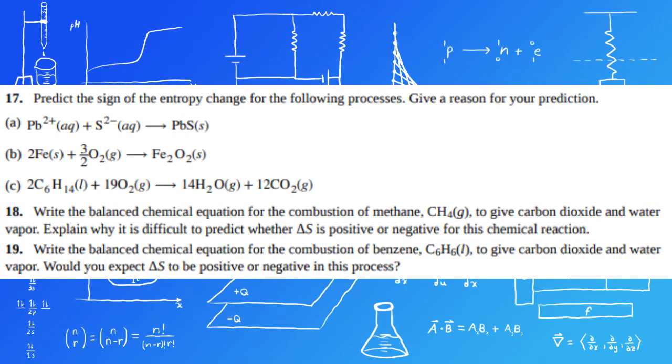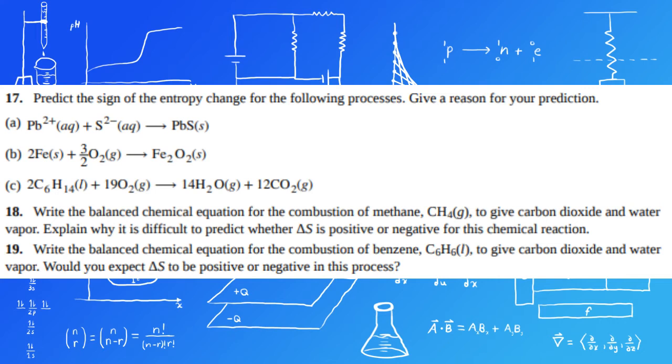Predict the sign of the entropy change for the following processes. Give a reason for your prediction. From free-floating ions to solid lead sulfide. That's a decrease in entropy because you're going from aqueous to solid. Aqueous is pretty much the same as liquid as far as entropy is concerned. So yeah, aqueous substances and liquids have pretty much the same entropy, relatively speaking, and gases have more entropy than liquids, and aqueous substances and liquids have more entropy than solids.